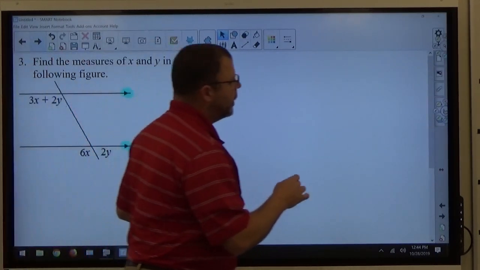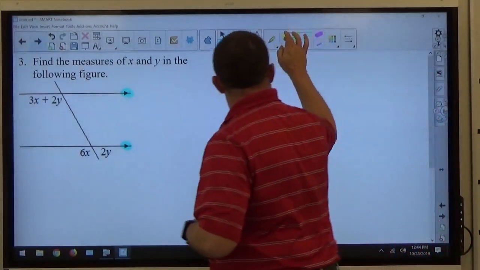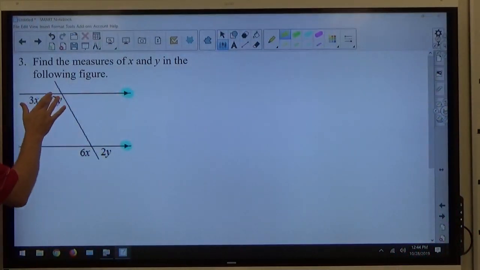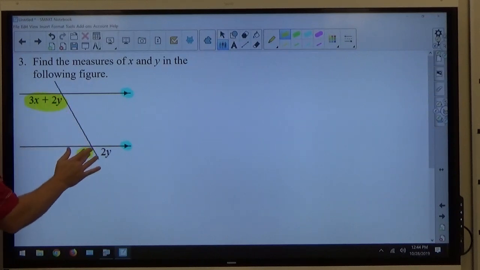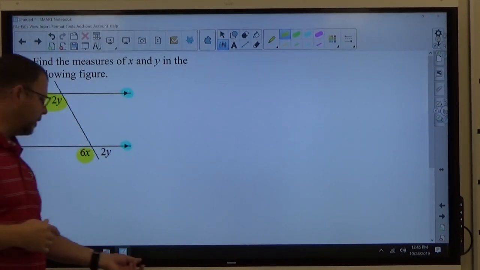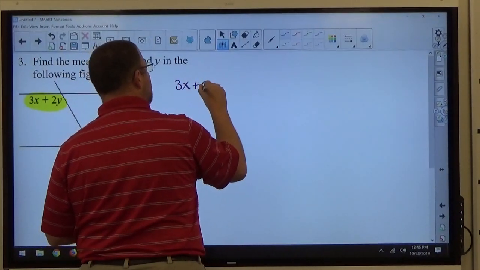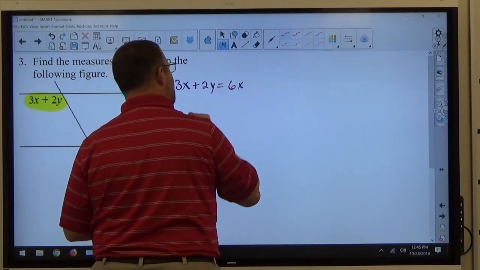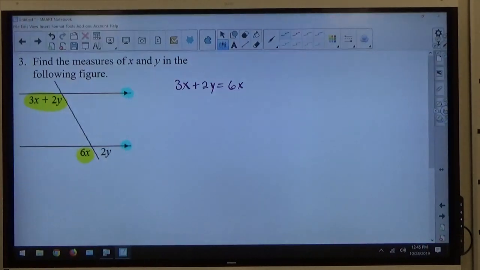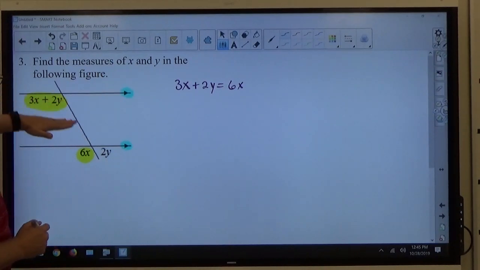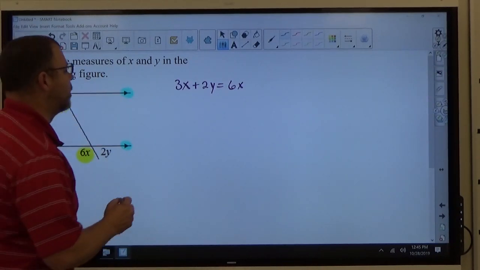What I'm noticing here is that this angle up here is a corresponding angle to this angle down here. So I know those two angles have to be equal to each other. So I write that out, 3x plus 2y is equal to 6x. A good equation with x's and y's in it has one of each, and everything equals zero is a good structure to have.